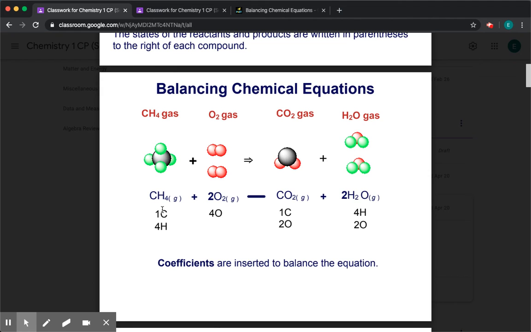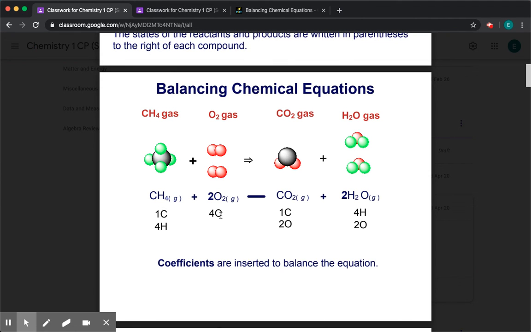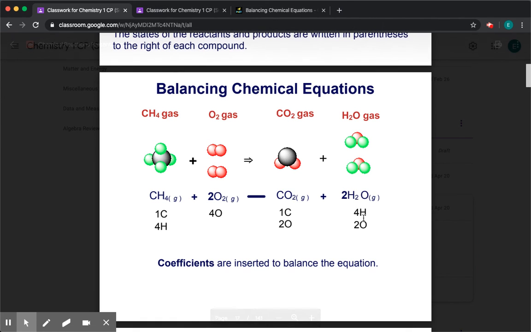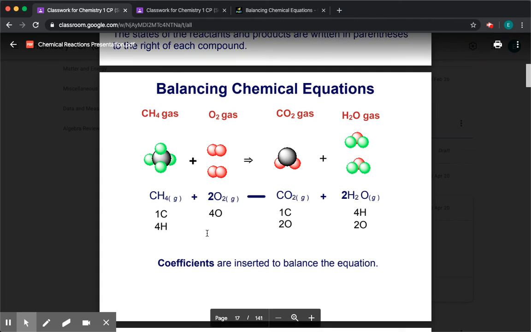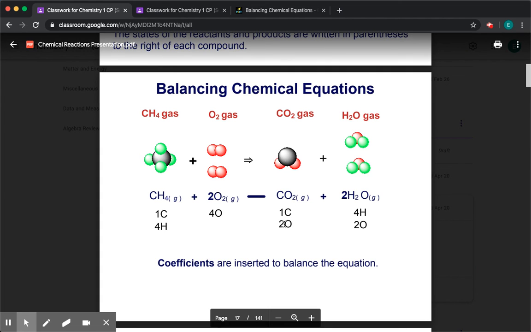So now on the left, we have one carbon, one carbon. Carbons are balanced. Check. You have 4 hydrogens on the left. You have 4 hydrogens on the right. Check. Hydrogens are balanced. We have 4 oxygens on the left, and we now have 2 plus 2. Now you have 4 oxygens on the right.